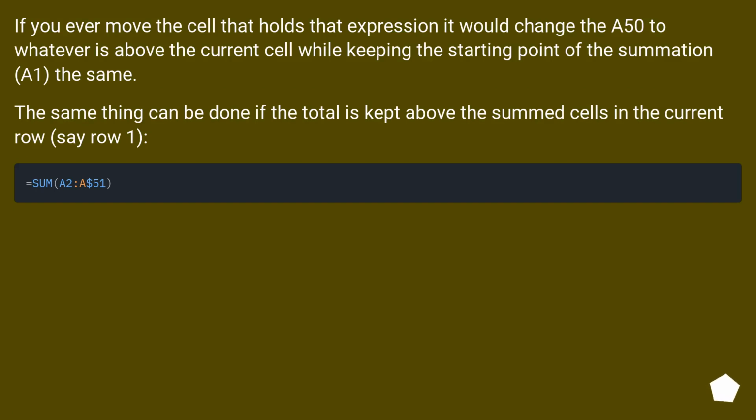If you ever move the cell that holds that expression, it would change the A50 to whatever is above the current cell while keeping the starting point of the summation, A1, the same. The same thing can be done if the total is kept above the summed cells in the current row, say row 1.